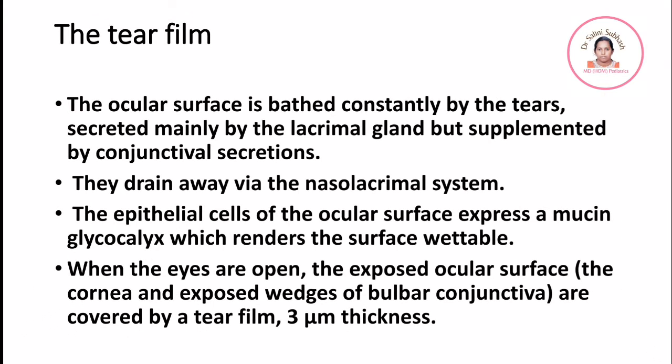Next, we will see about the tear film. The ocular surface is bathed constantly by the tears, secreted mainly by the lacrimal gland but supplemented by conjunctival secretions. They drain away via the nasolacrimal system. The epithelial cells of the ocular surface express a mucin glycocalyx, which renders the surface wettable. When the eyes are open, the exposed ocular surface, that is, the cornea and exposed wedges of bulbar conjunctiva, are covered by a tear film of 3 micrometer in thickness.